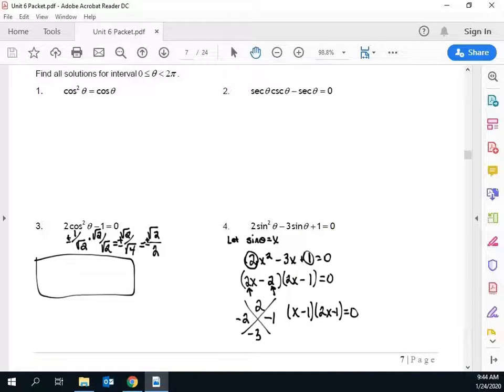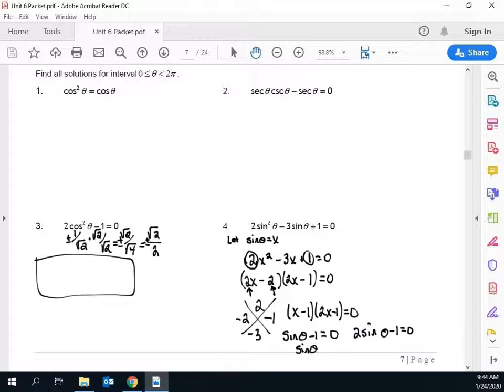So we factored it. There's nothing else we can do factoring wise. That's done. Now we just plug sine back in and set each one of those equal to 0. So I say sine theta minus 1 equals 0. 2 sine theta minus 1 equals 0.